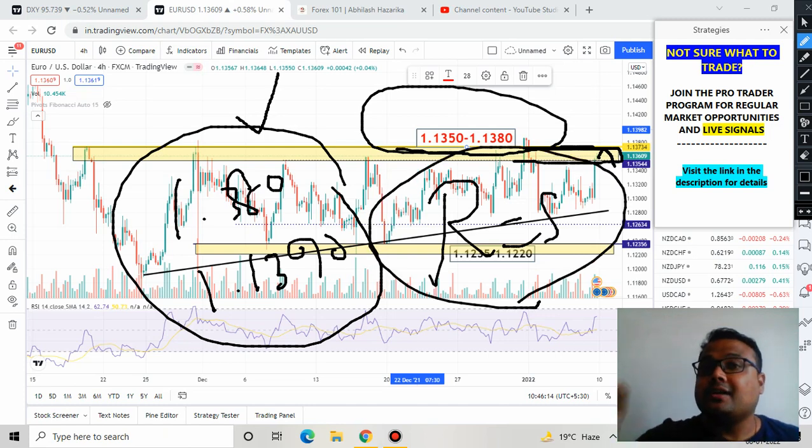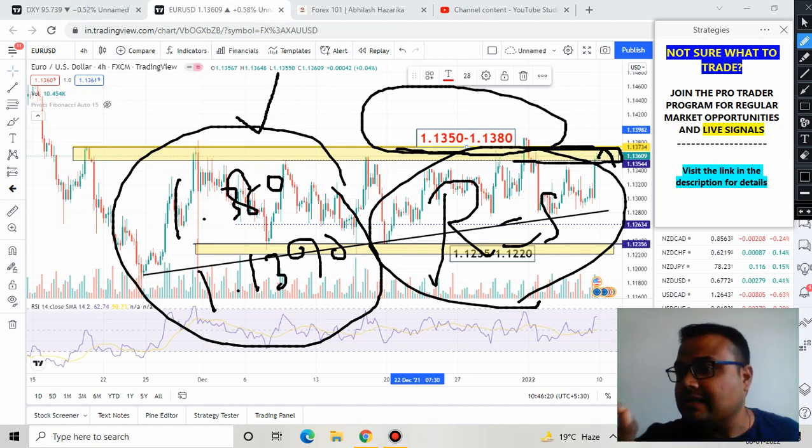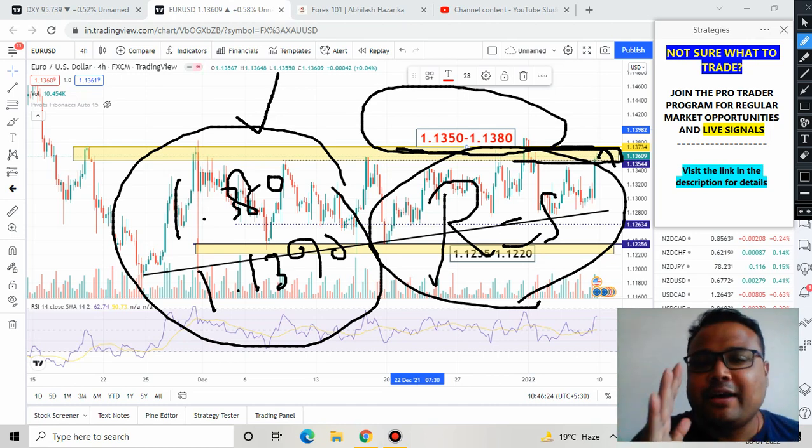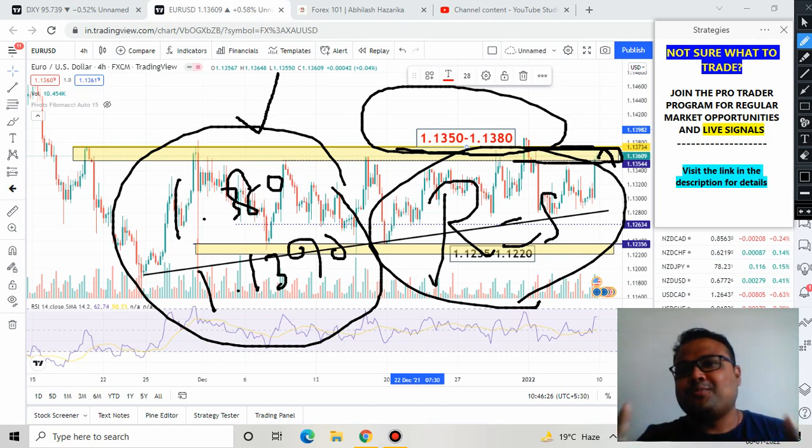So until and unless the resistance level becomes the new support, it is not advisable to take any buy position in this resistance level. Hopefully you have understood my point. If you have not, please watch this portion again.